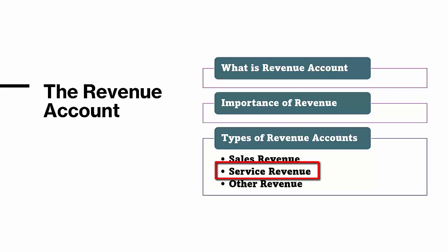2. Service revenue. Some businesses earn income from providing services instead of selling goods. For example, if a cleaning company charges a customer for cleaning services, the payment it receives is recorded under service revenue.